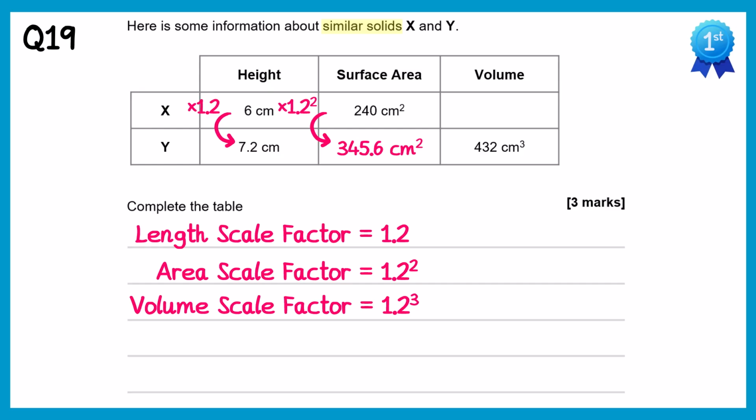To find the missing volume for x though, we're going in the other direction. So this time we're going to divide by the volume scale factor, so divide by 1.2 cubed. If you do this, again use your calculator, you'll get 250.